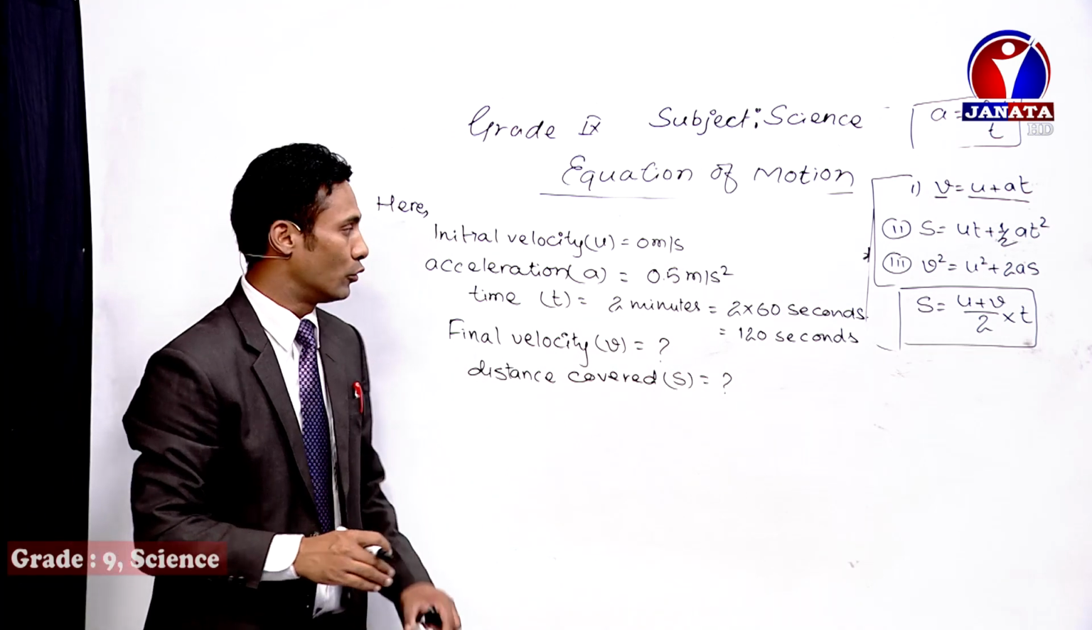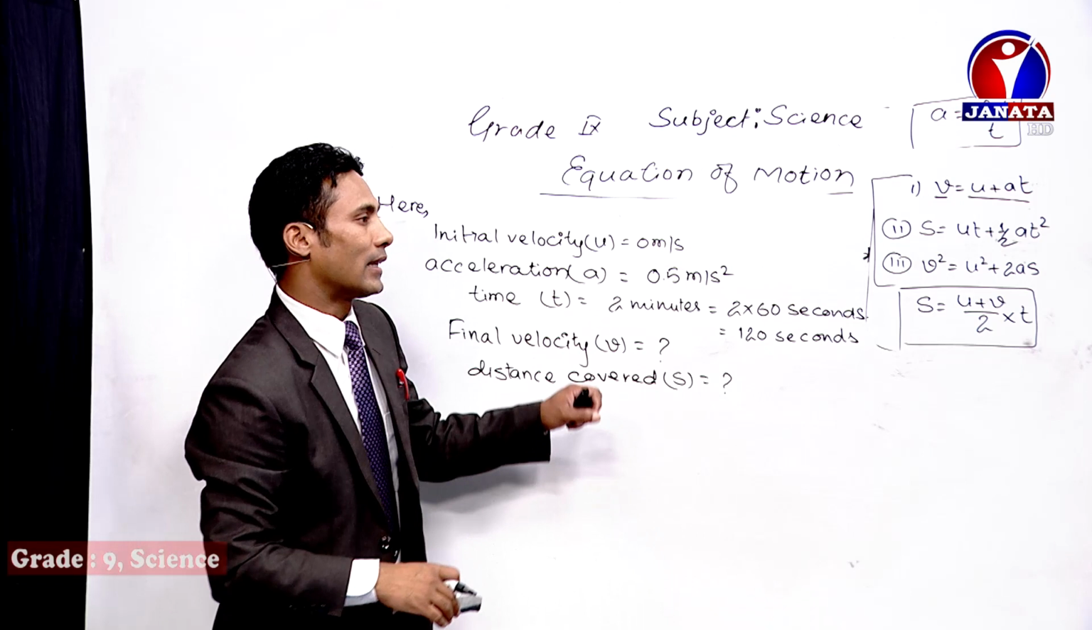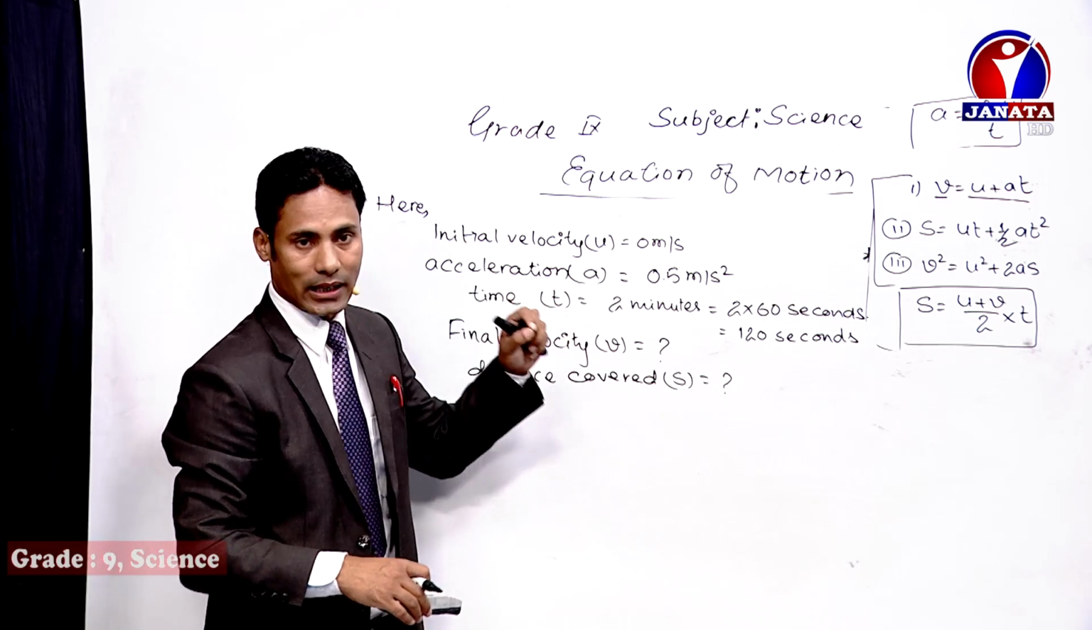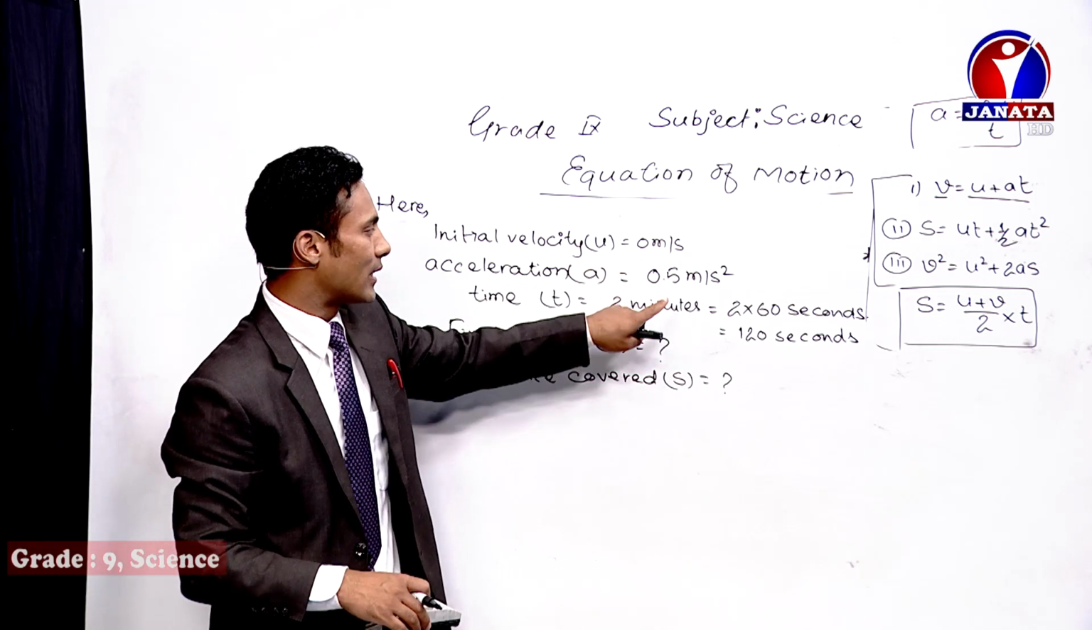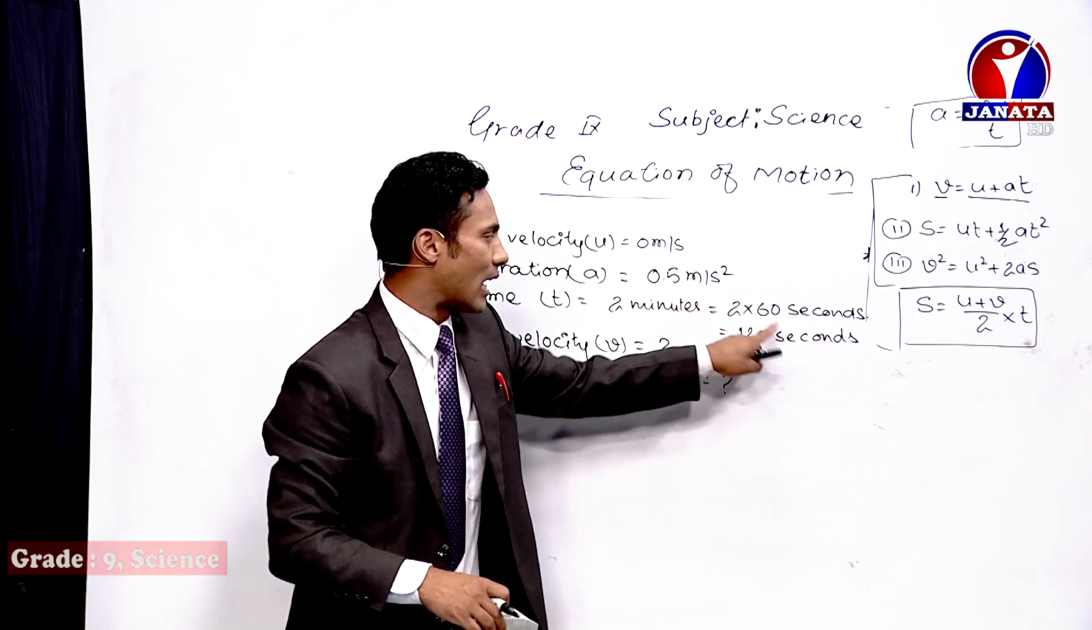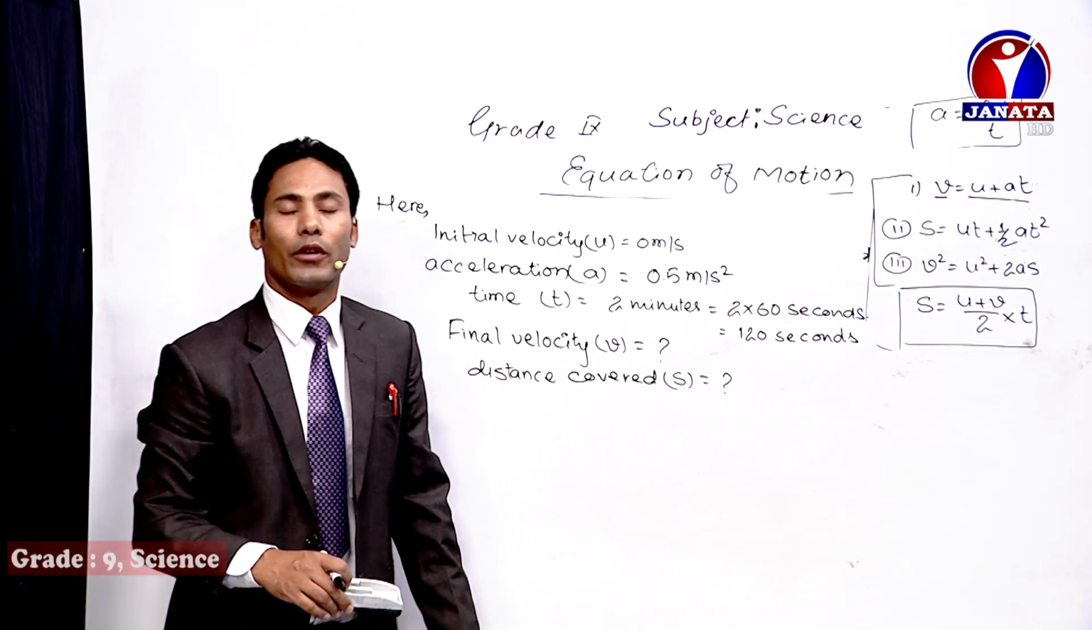So let's see how to solve. Before this, let's check the SI unit, whether all the parameters are in SI unit or not. So this is meter per second. It is SI system of unit. Meter per second square, the second I have already changed. And the remaining is what we need to calculate.